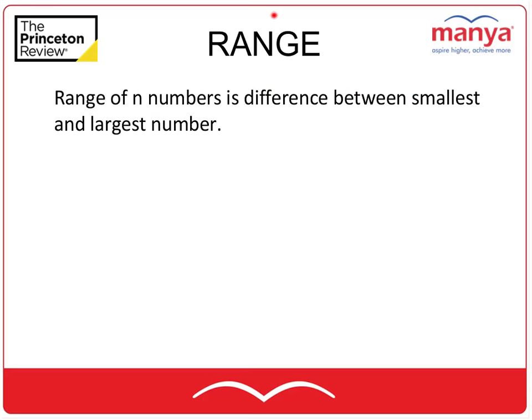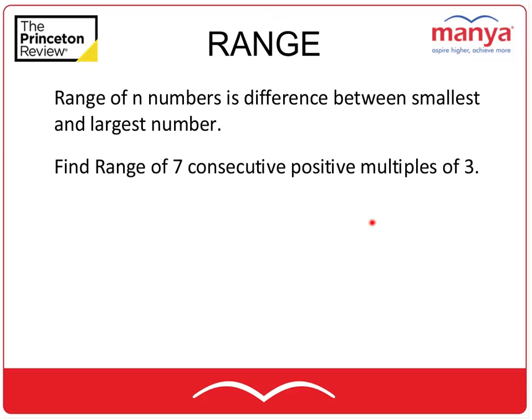So now let's have a smaller example. The range of 7 consecutive positive multiples of 3. Yes, Shyam. Great. The range of 7 consecutive positive multiples of 3. So what will be the range for this? Seven consecutive positive multiples of 3. Can you all find it out?